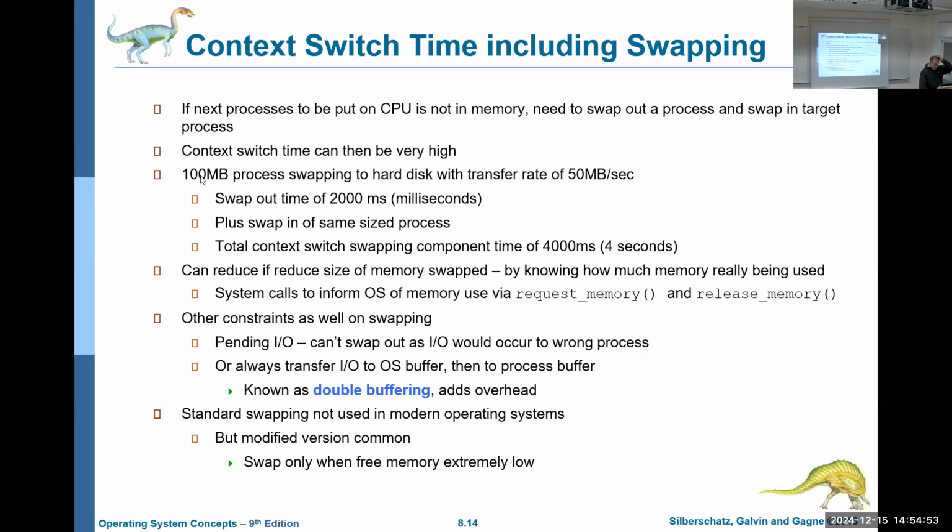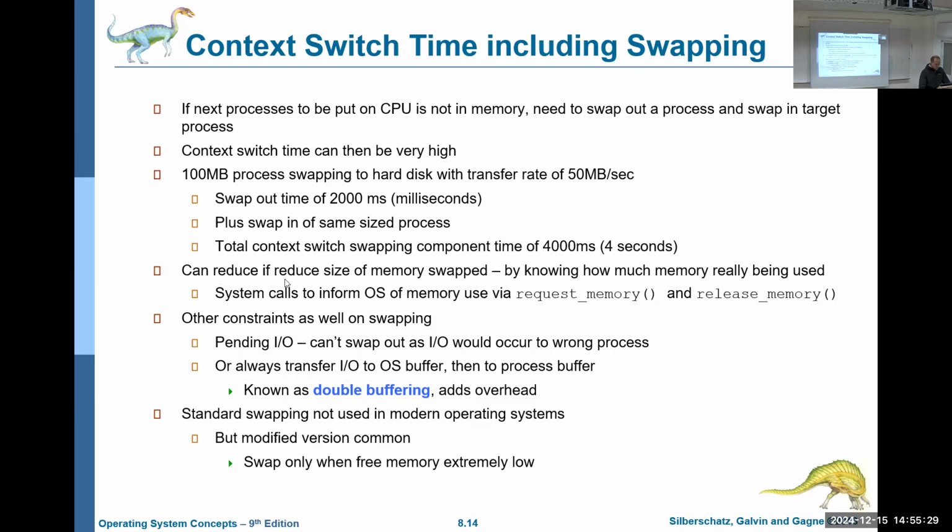For example, if you have a 100 megabyte process, swapping to a hard disk with a transfer rate of 50 megabytes per second, then the swap out time, well, if it's 100 megabytes, it's going to take 2 seconds. That's what they write here, 2,000 milliseconds, which is 2 seconds, plus the swap in of the same size process, let's say. So that's 4 seconds. That's a long time. Total context switch is 4 seconds.